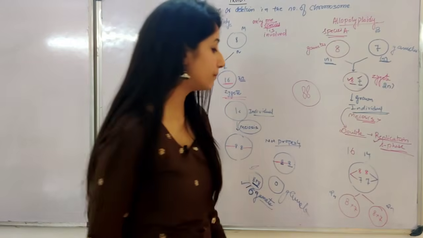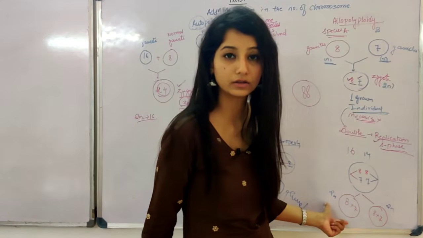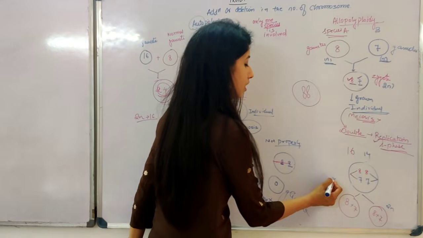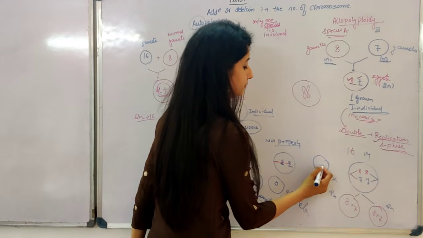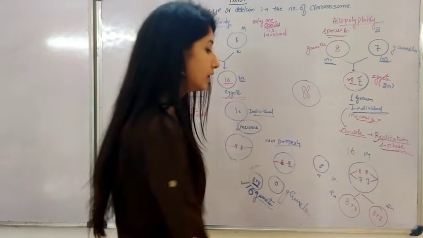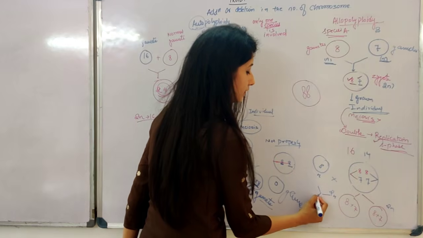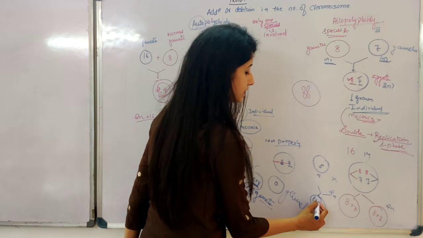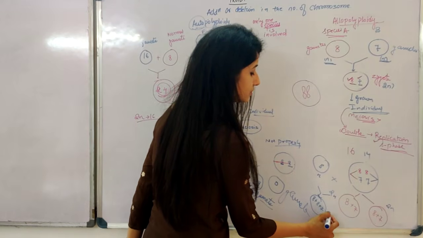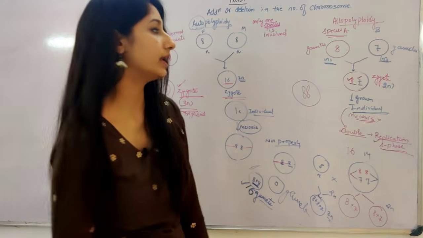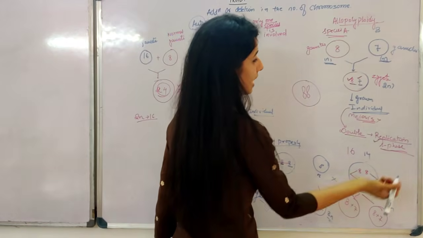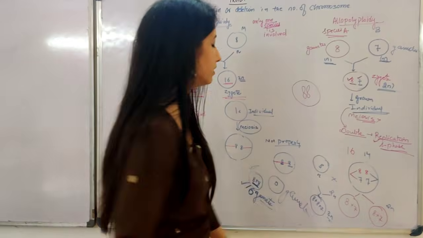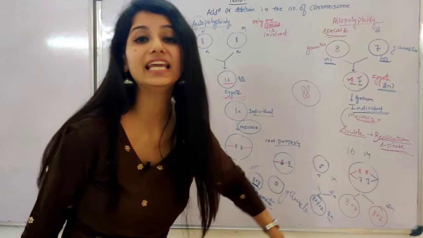So now what will happen if this 2n gamete is fertilized with the n gamete? So what will happen here? The condition will be 2n plus n, that is 3n. Instead of the zygote being 2n, now the zygote is 3n.